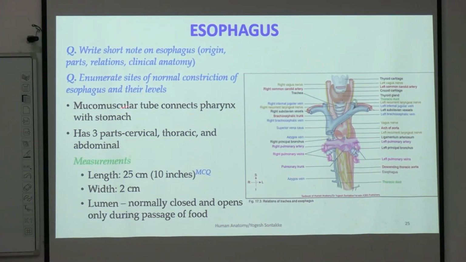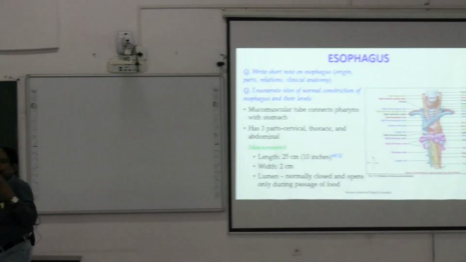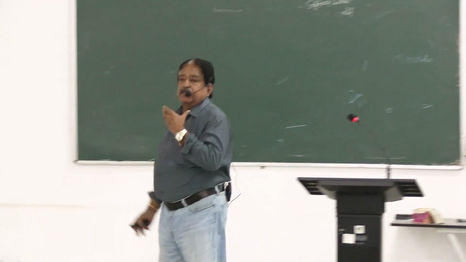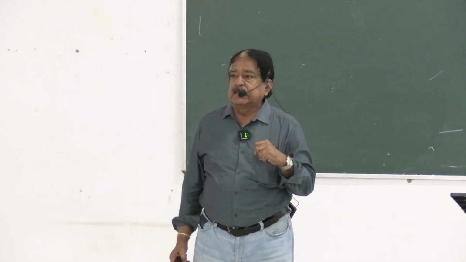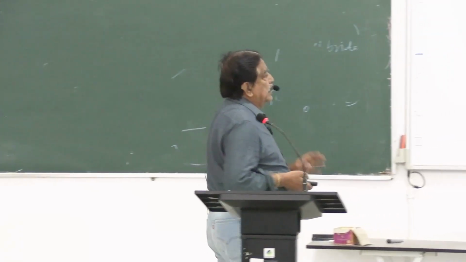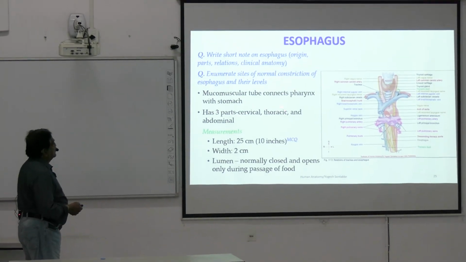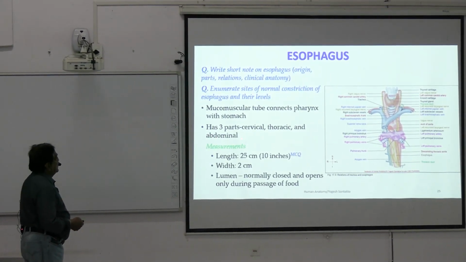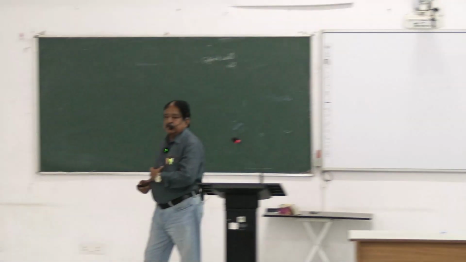It is a mucomuscular tube connecting pharynx with the stomach. Now, you have seen the oral cavity. I have shown you the pharynx and the trachea in the specimen. Now that continues. The esophagus connects pharynx with the stomach. It has 3 parts: the cervical part, thoracic part and abdominal part.